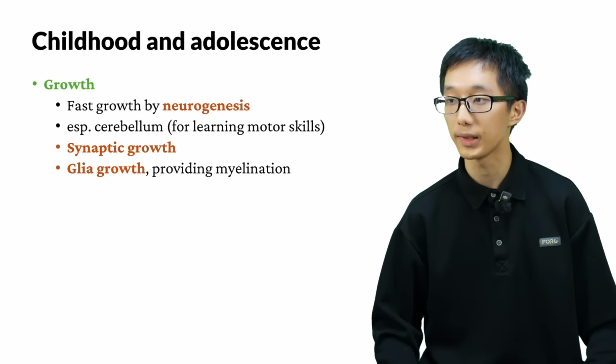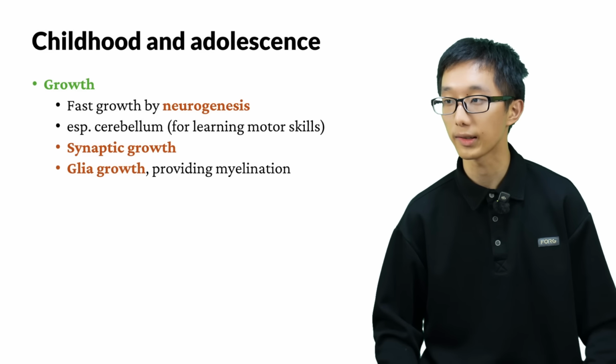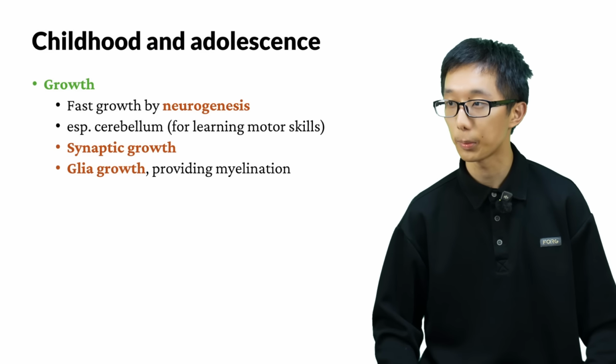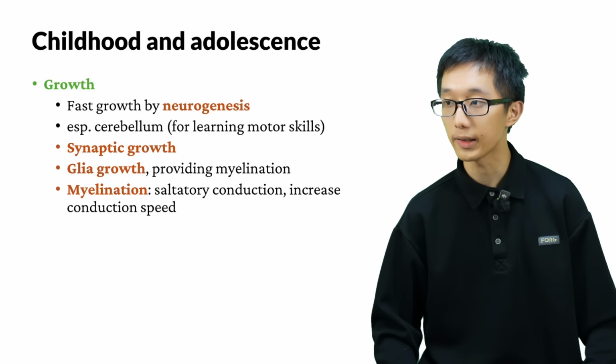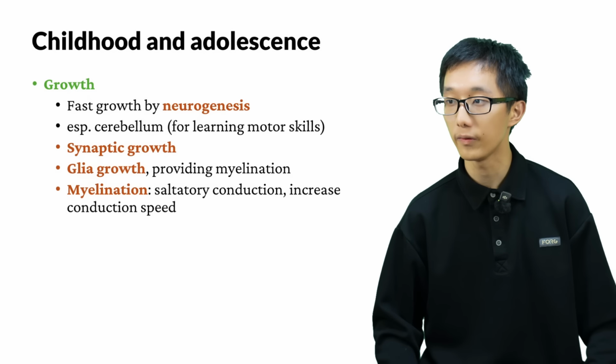On the other hand, besides neurons, glia also grow a lot, especially the oligodendrocytes and Schwann cells. They provide myelination for the new axons. Myelination facilitates saltatory conduction and increases the conduction speed. This helps us improve our mental functions. It helps us gain higher cognitive functions.